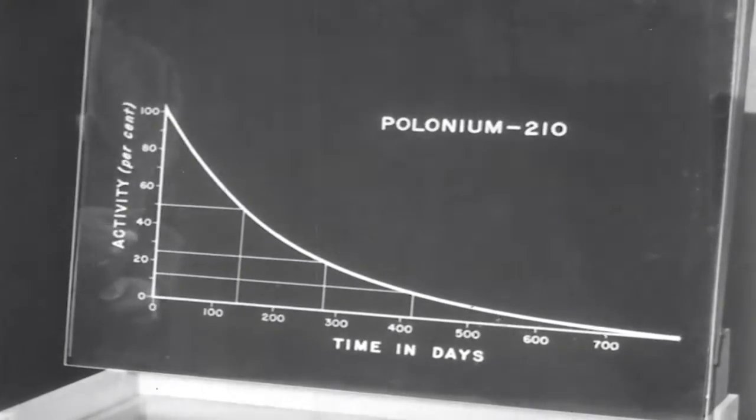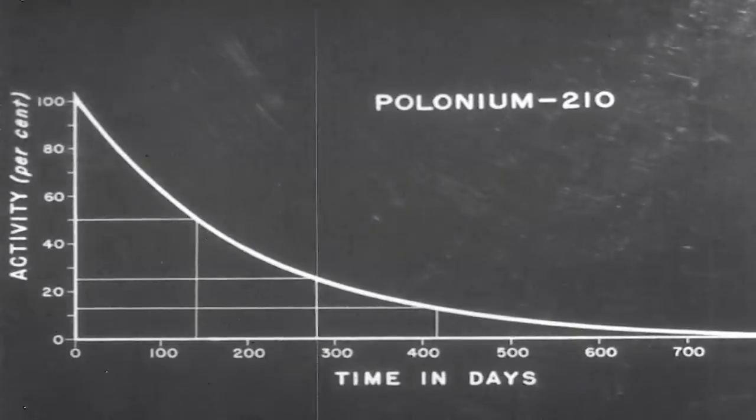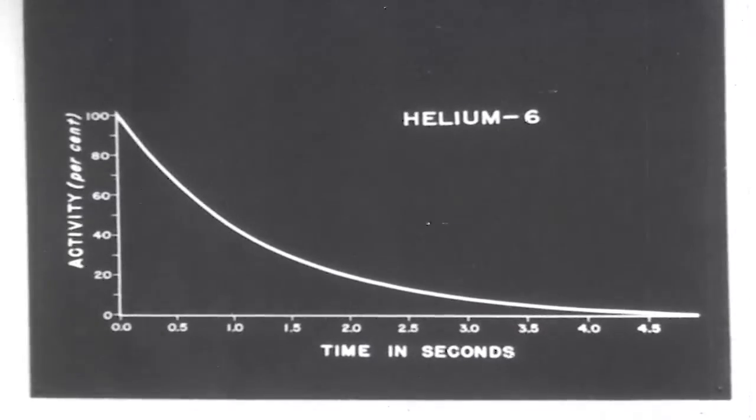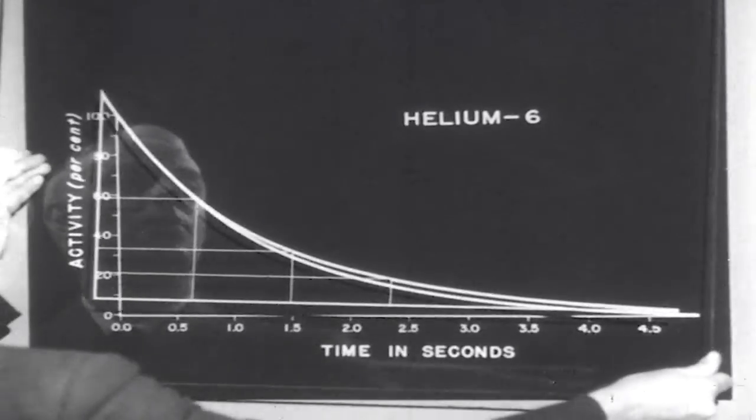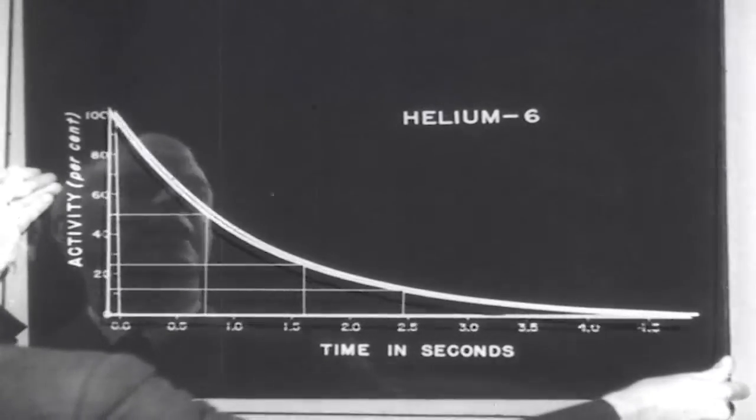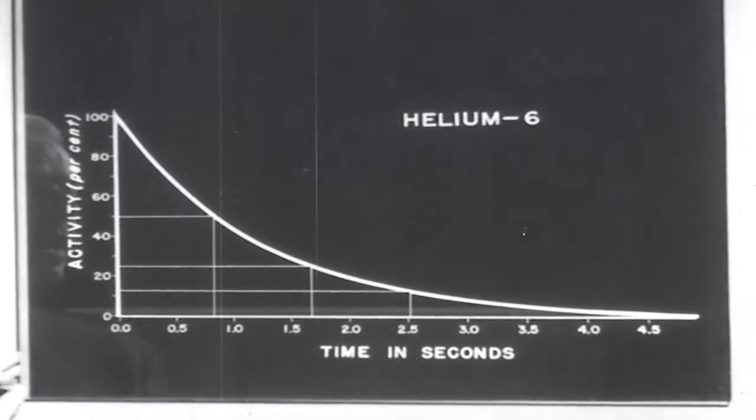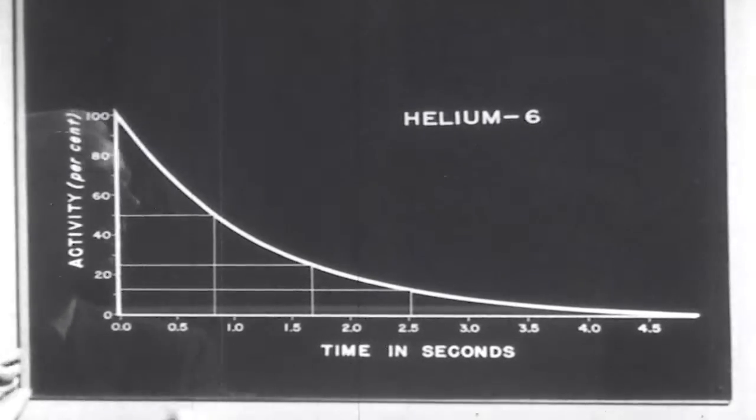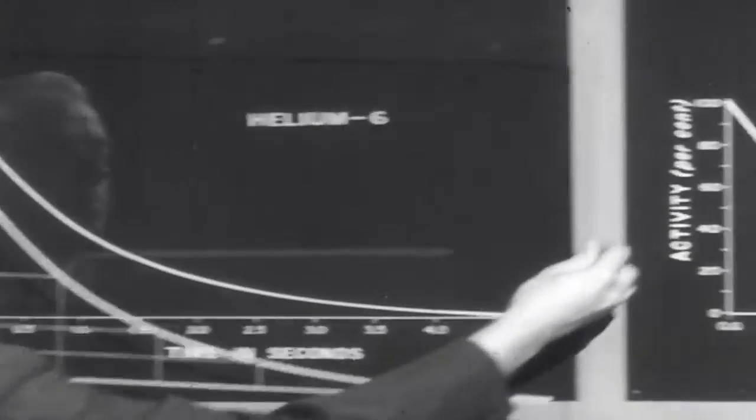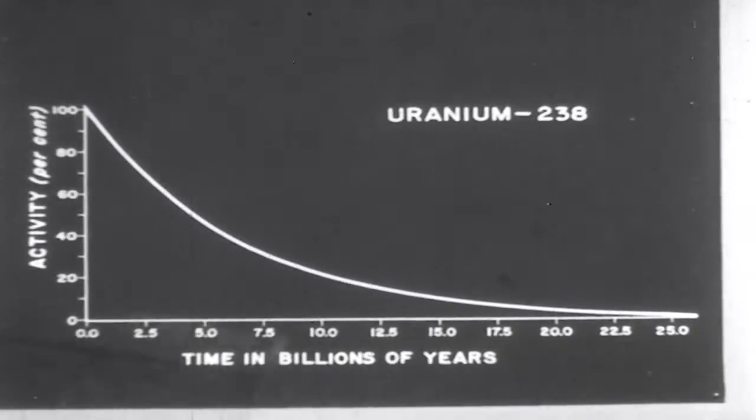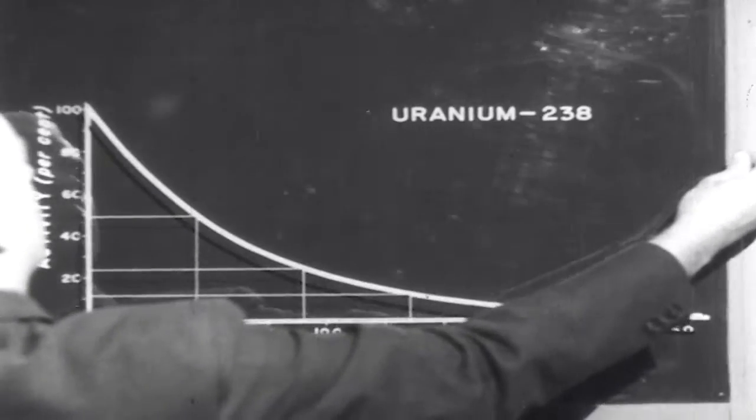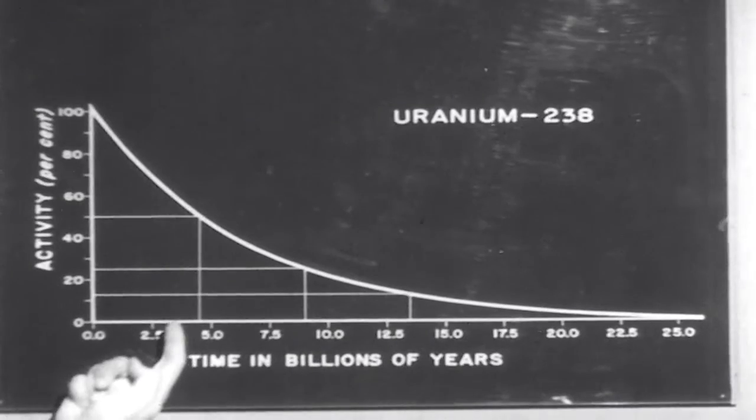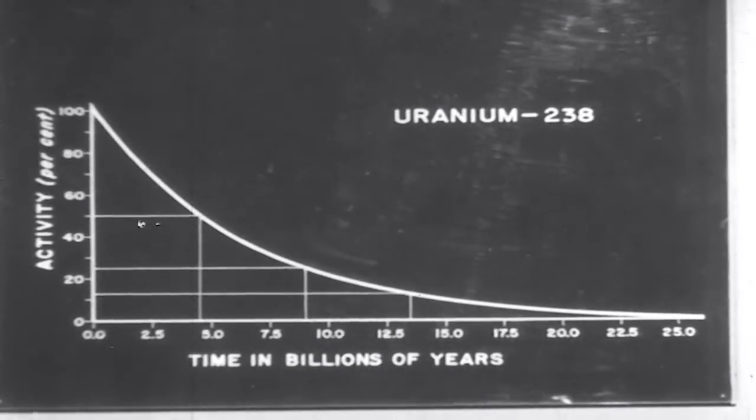All radioactive substances behave in this same way. Some have very short half-lives. Here's helium-6, a radioactive isotope of helium. It has a half-life of 0.8 of a second. Some have very long half-lives. Here's uranium-238. Its half-life is 4.5 billion years.